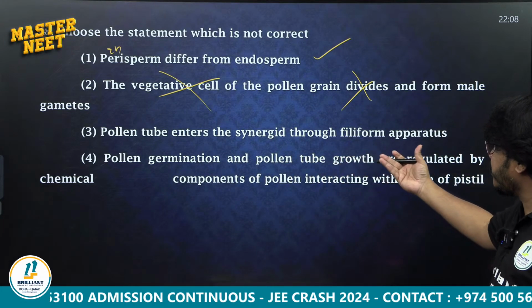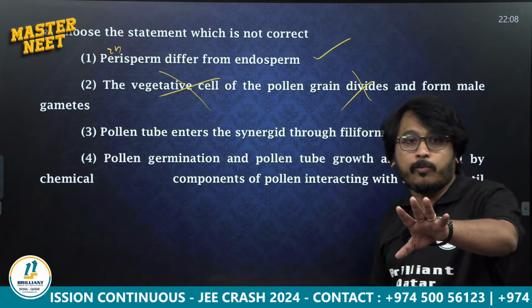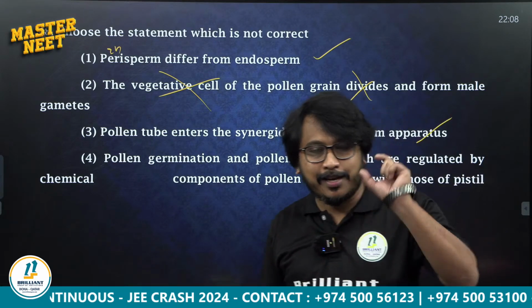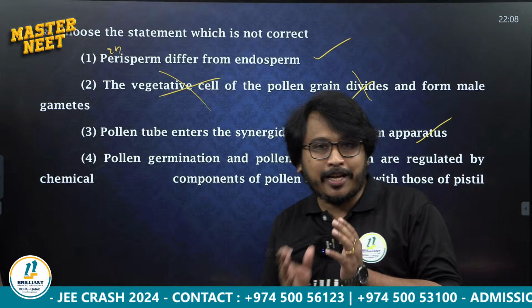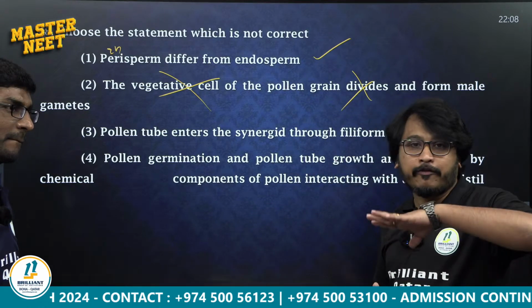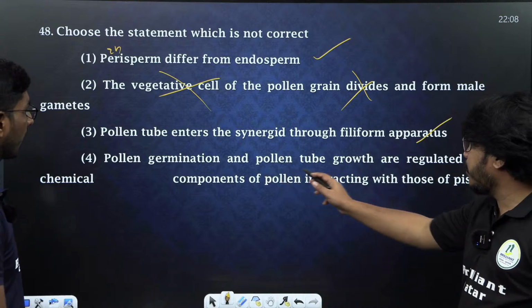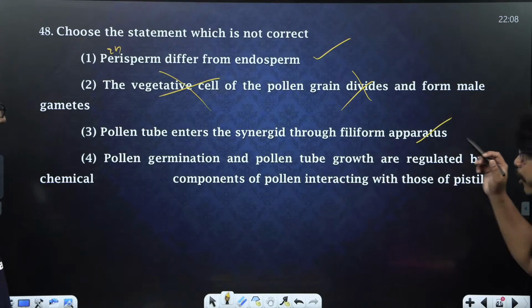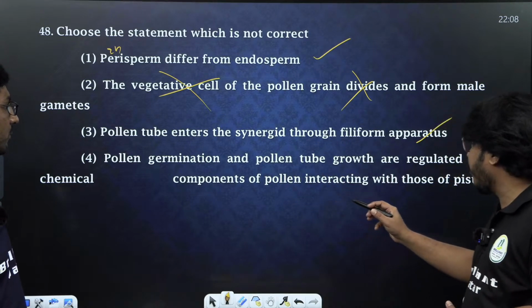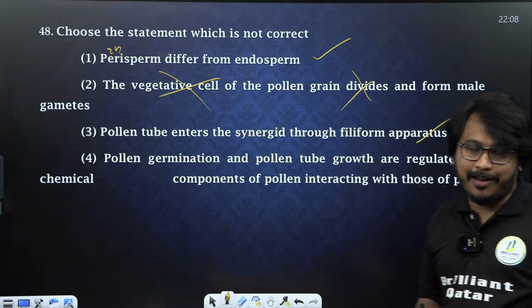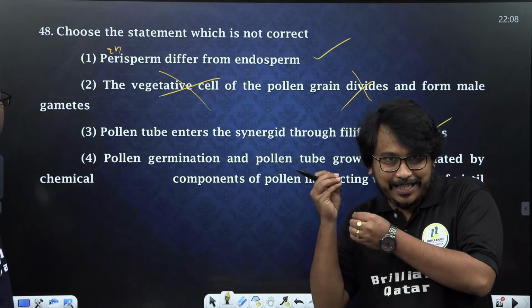Pollen tube enters the synergid through the filiform apparatus. So what is the function of the filiform apparatus? Guiding the entry of the pollen tube into the embryo sac is the function of the filiform apparatus. After that, one of the synergids will degenerate. Pollen germination and pollen tube growth are regulated by chemical components of pollen interacting with those of the pistil. That is pollen-pistil interaction.